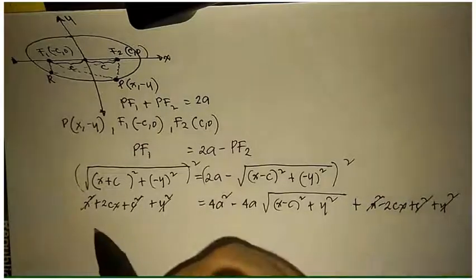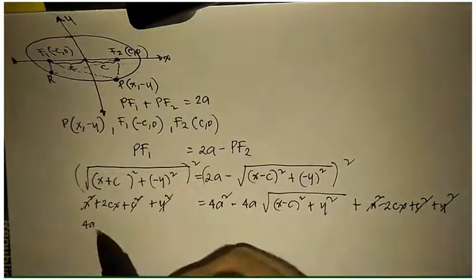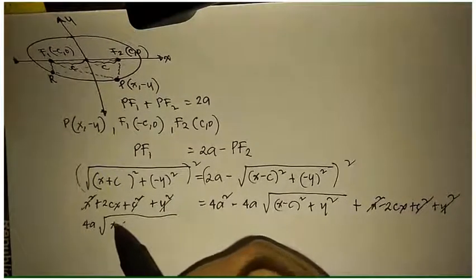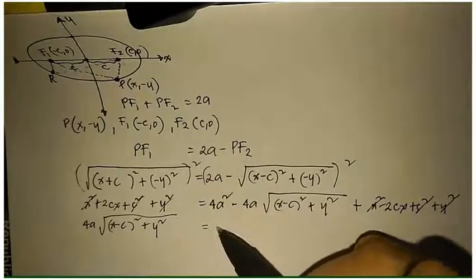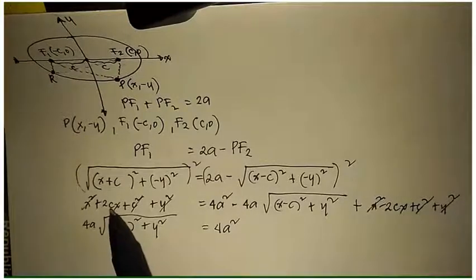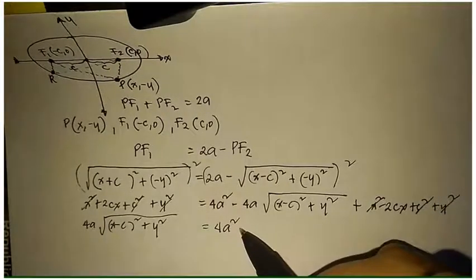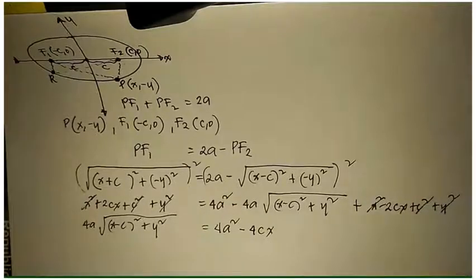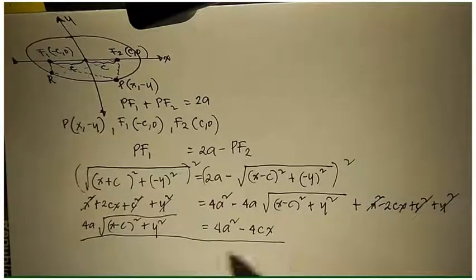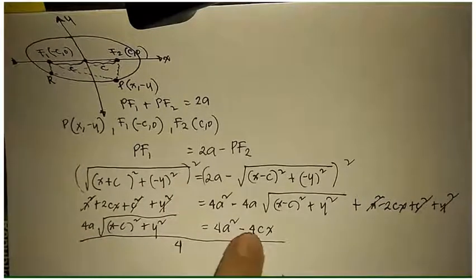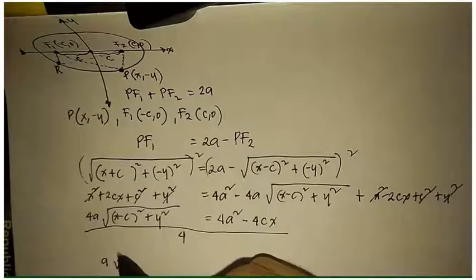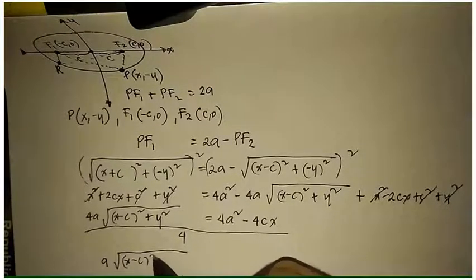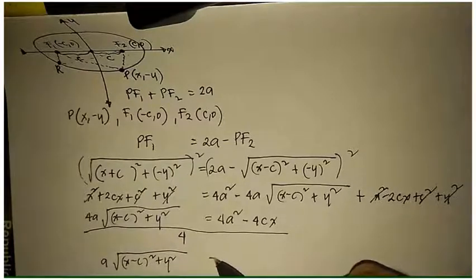Okay? So, we would have 4a square root of x minus c quantity squared plus y squared equal to 4a squared. And this one, we transpose this to the right, joined by this, we have negative 4cx. Okay? And then we divide both sides of our equation by 4 because they all have a common factor of 4. So we can have here a square root of x minus c quantity squared plus y squared, and we have a squared minus cx.